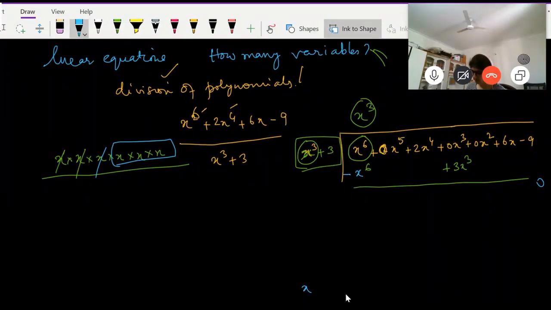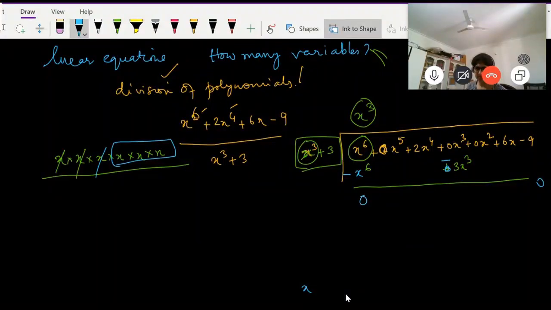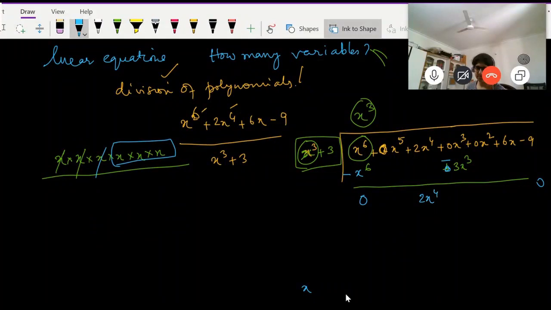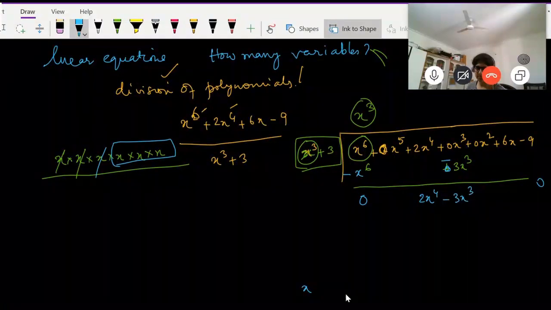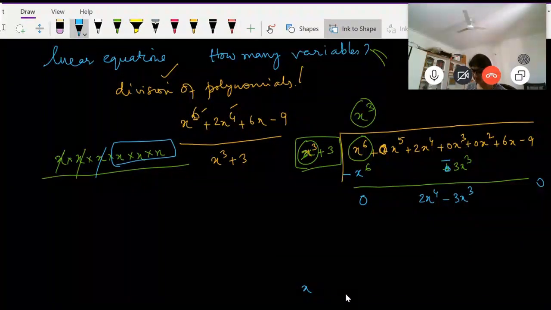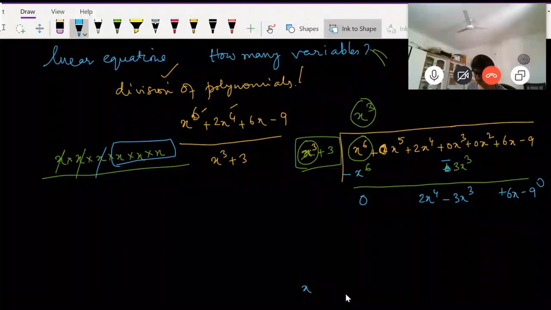So I subtract this as we do normally for our division. So this becomes 0, and then we have 2x^4 and minus 3x^3. This is what we have, right? And we have plus 6x minus 9.